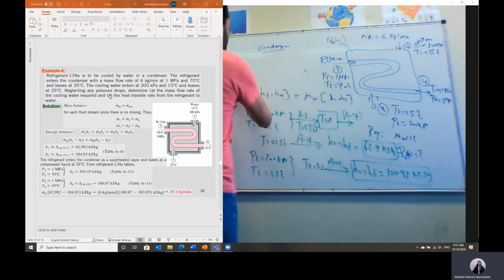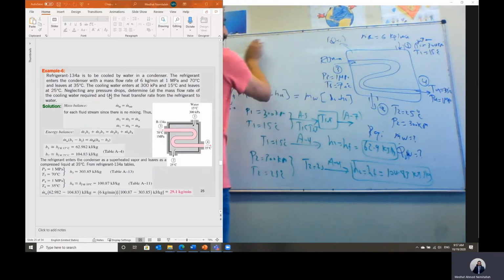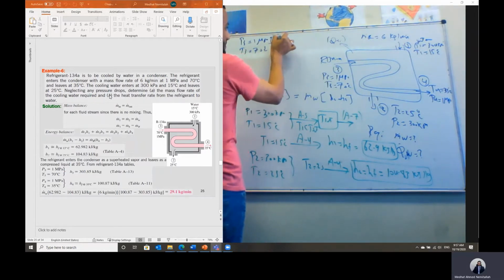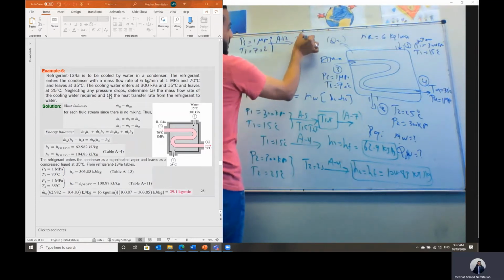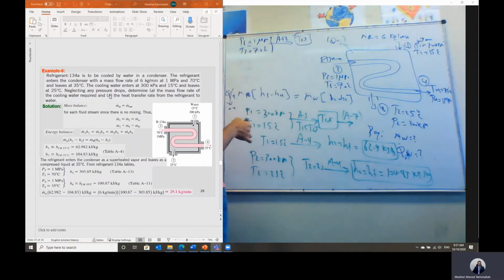Okay. What about the refrigerant? So refrigerant is coming at cross section 3. So P3 is equal to 1 megapascal. T3 is equal to 70 degrees C. Pressure and temperature are given. So I will go to table A12 with this pressure, and I will get the saturation temperature. You will find this temperature is greater than the saturation temperature.